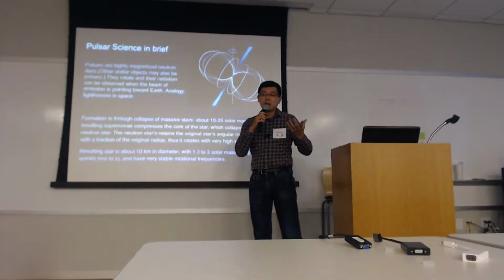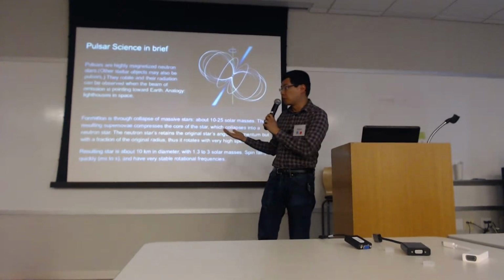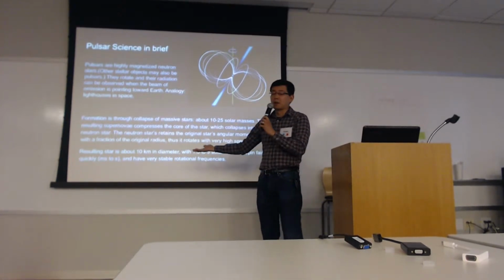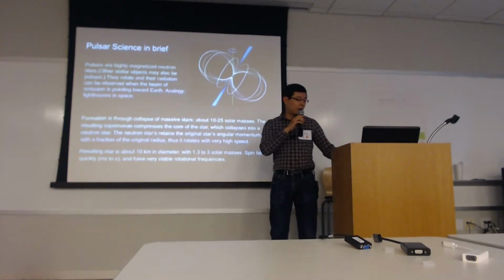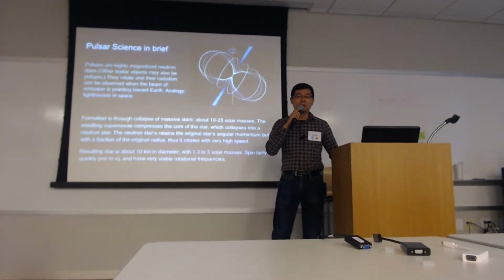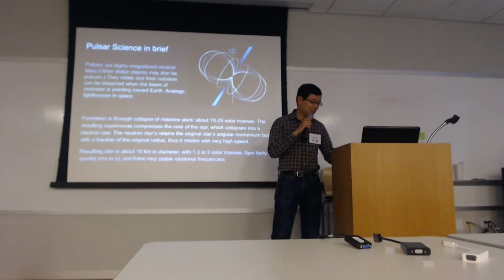Generally speaking, pulsars have a very high rotational frequency, at least the ones that we are looking for. We're talking on the order of milliseconds to seconds. I should also point out, just for completeness, not all neutron stars are pulsars.